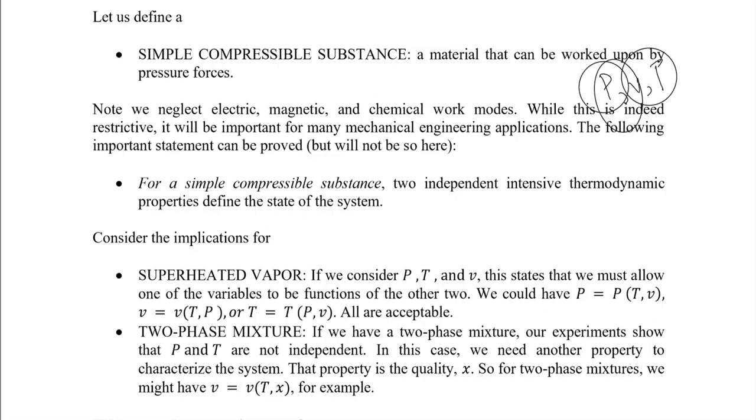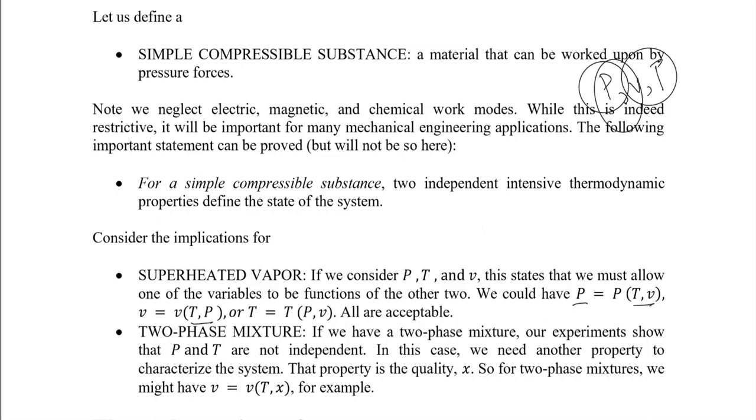Now, talking about the superheated region, all these three properties, P, V, and T, are independent of each other. So if I need to find the pressure, I can find it by using the temperature and volume. If I need to find the volume, I can find it by having temperature and pressure. And if I need to find the temperature, then I can find it by using pressure and volume.